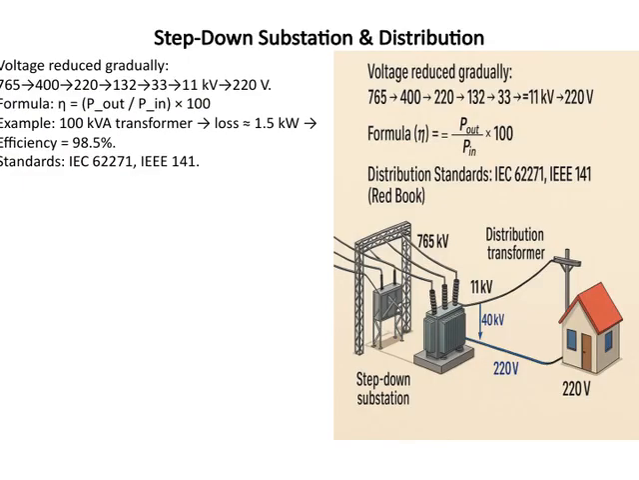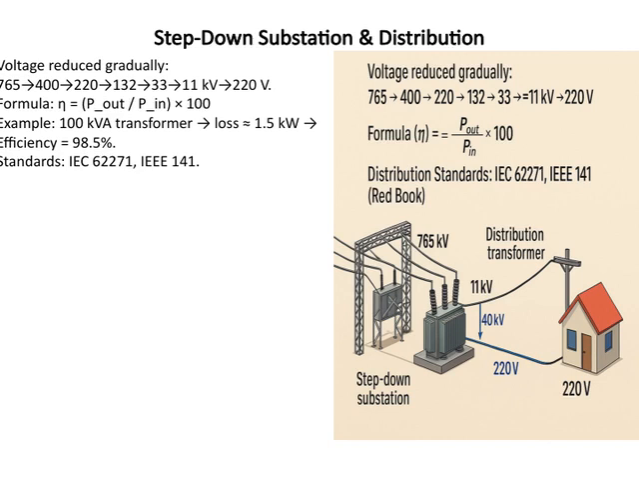Let's talk about the step-down substation and distribution process. Here, the voltage is gradually reduced through a series of steps. We start from high voltages like 765 kilovolts, then step down to 400, 220, 132, 33, and 11 kilovolts, finally reaching a standard of 220 volts for use in homes and businesses. This gradual reduction is crucial for efficient power transmission and safety.